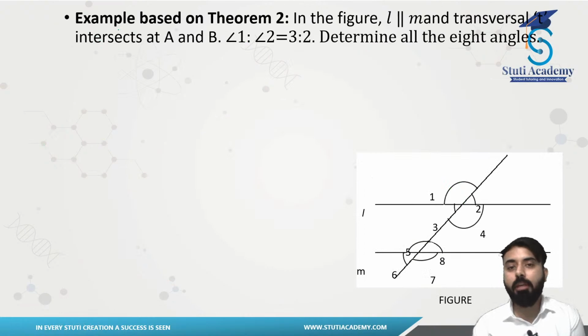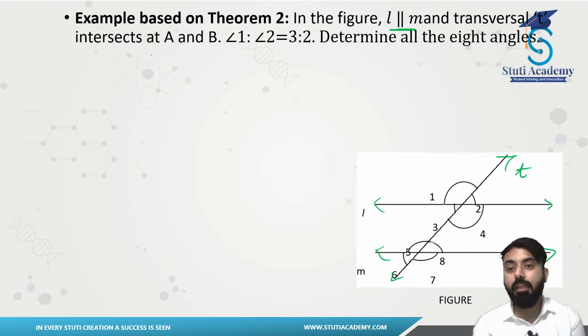So we have some examples based on that. So we have this one. In figure, L is parallel to M. These two lines are parallel. Let's just mark our arrows here. So these two lines are parallel to one another. And there is a transversal T. This is your transversal T.